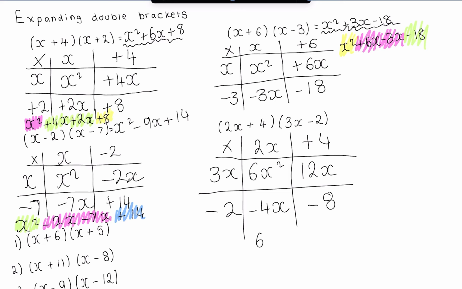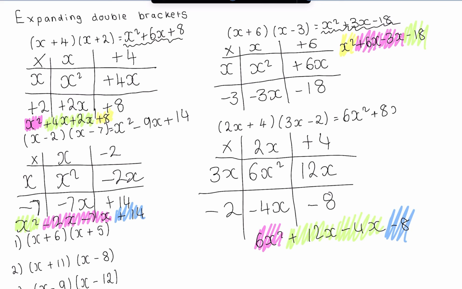So let's see what happens when we write this out as a line. We've got 6x squared, positive 12x, a minus 4x, and a minus 8. Now when we collect the like terms, I have 6x squared, and then a positive 12 and minus 4x, and at the end I've just got my little minus 8 there. So now let's simplify it. Here I have a 6x squared. Now plus 12x minus 4x leaves me with positive 8x. And then at the end, I've got negative 8.